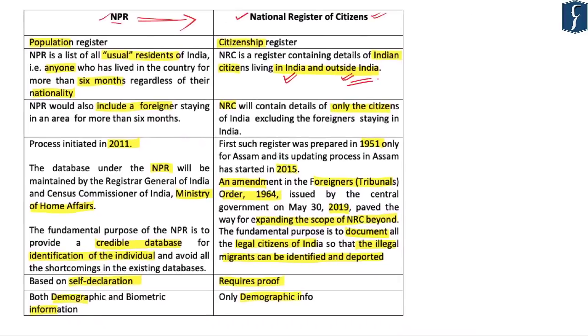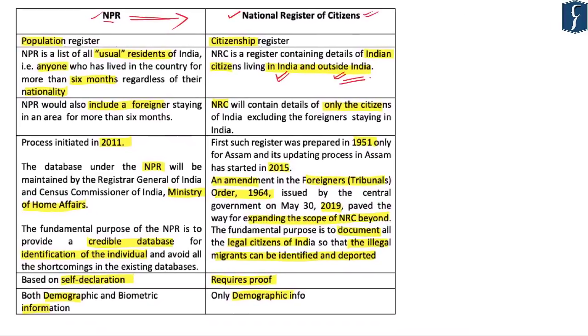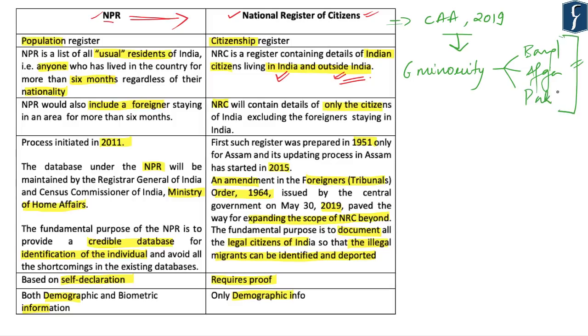Now, since we are running short of time, I will just quickly tell you what the problem with NRC is. As you must be knowing, the government has passed the Citizenship Amendment Act of 2019, and the bone of contention with respect to this act is that 6 minority communities from 3 countries, namely Bangladesh, Afghanistan and Pakistan, will not be considered as illegal migrants in India. So basically any person belonging to Hindu, Sikh, Buddhist, Jain, Parsi or a Christian community from Bangladesh, Afghanistan or Pakistan who have entered India on or before 31st December 2014 will not be considered as illegal immigrants.